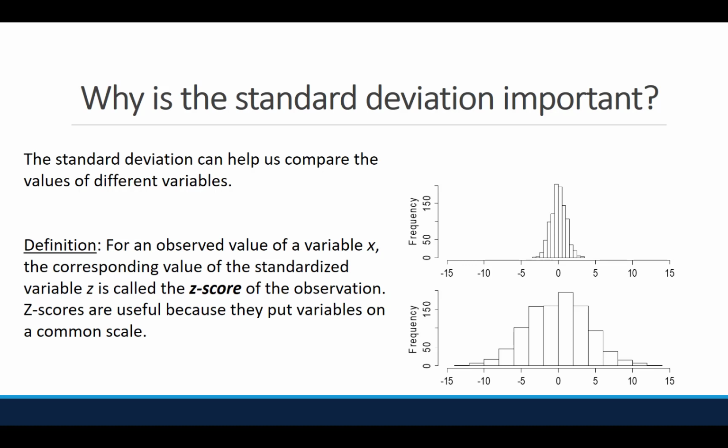The z-score is a measure of relative standing. For instance, a z-score equal to 3 indicates that the observation is larger than most other observations. The formula for the z-score is located in the video script.